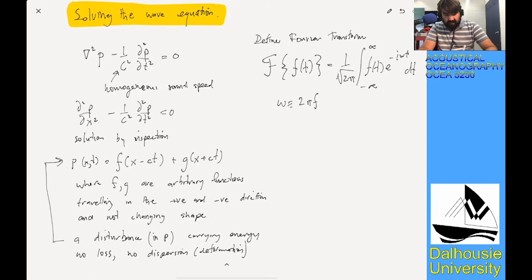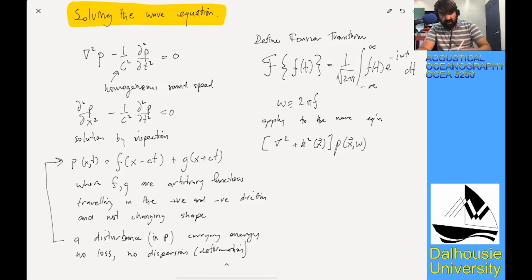But here all we want to do is just apply this to the wave equation. So we apply it to the 3D wave equation, and we end up with a spatial derivative. We've got a new variable k multiplied by p, and just to be clear now, we're talking about p of x and omega in the frequency domain. Okay, we need to define k. K is equal to omega over c, and that's the wave number. And so we have this nice relationship between these two functions. We have our original p of x and t and p of x and omega, and these are Fourier conjugate pairs.